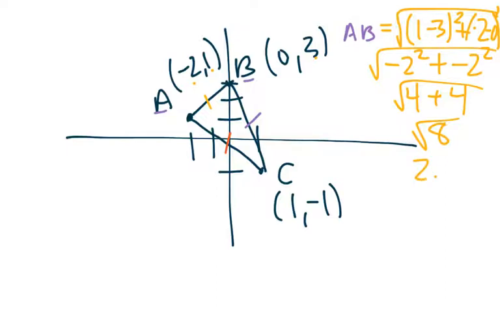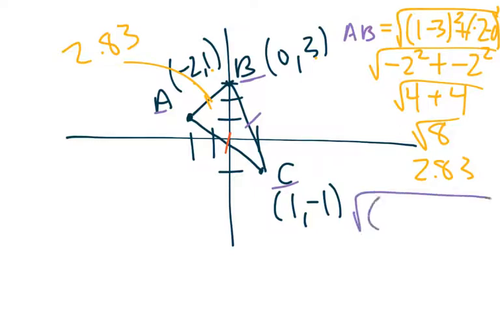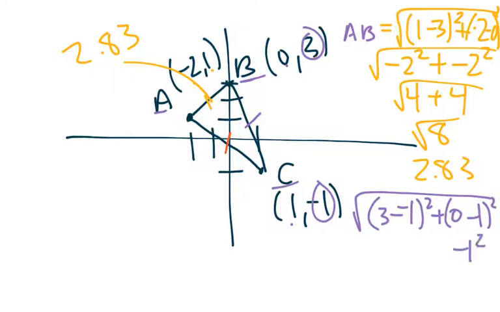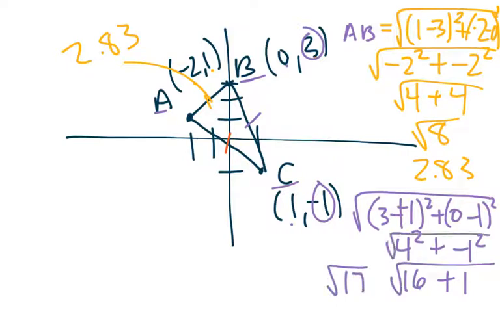Which is about 2.83. So this side would be 2.83. Then we do the next one, b and c. So I'd go the square root of 3 minus negative 1 squared, that's these two, then plus 0 minus 1 squared. So negative 1 squared, which is 1, would be plus 4 squared, which is 16. 16 plus 1 would give us 17. So the square root of 17, which would give us about 4.12.